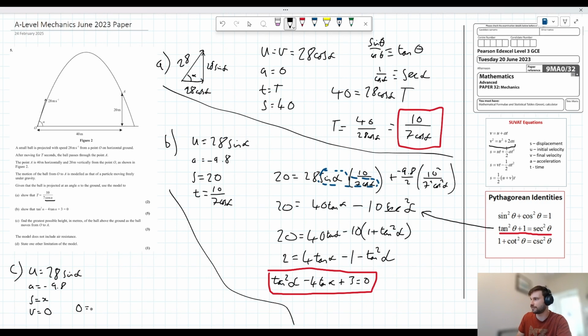We could say V squared is 0, is equal to 28 squared sine squared alpha minus 19.6, that's 2 times A here, x, which is what we're denoting S with here, I suppose. So evidently we have an issue with this form here. We have 2 unknowns. We have alpha and we have x. Since we have 2 unknowns in one equation, that is not solvable on its own.